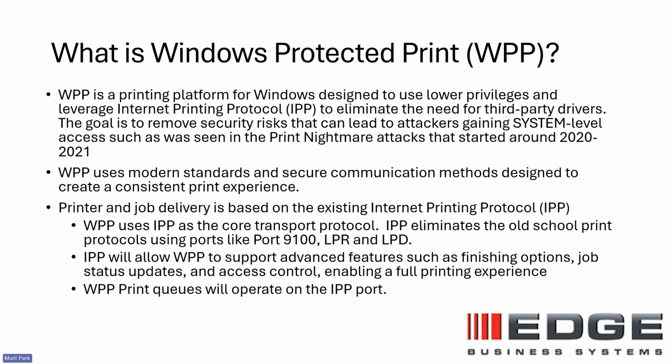And again, as this kind of mentions here, I kind of already alluded to it, the delivery is IPP. So historically we used LPR, LPD, port 9100. We would add a printer and type in the IP address. It would communicate with the printer over port 9100 or LPR. That's going to go away with Windows Protected Print.